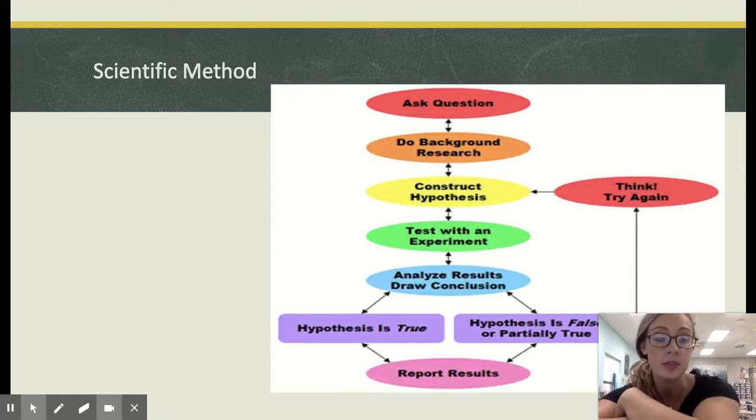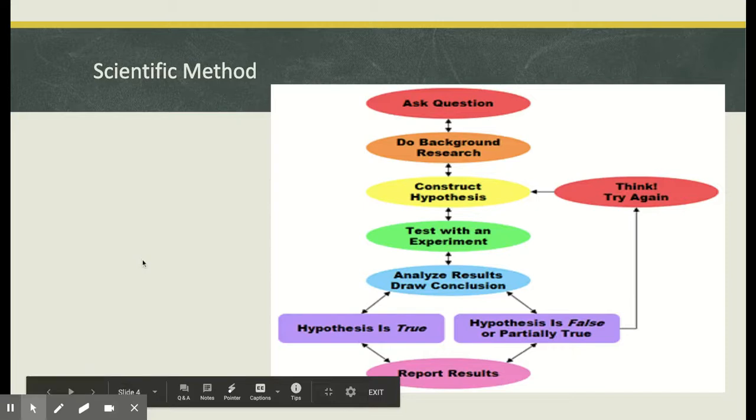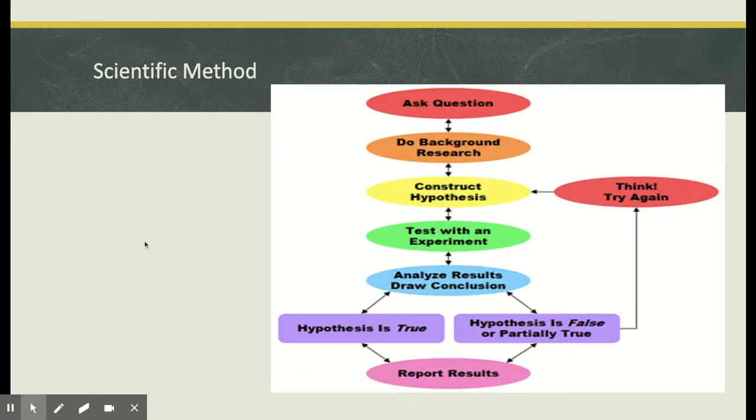So these are the steps of the scientific method. Let me take off my video real quick so you can see. You're going to fill out your little chart on your paper as we go. So the steps of the scientific method. The first is to ask a question. Before you even ask a question, you have to make an observation, right? So you're going to observe something happening, and you're going to ask something about that observation. Why is this happening? How is this happening? What is involved in this? Whatever your question is, you're going to ask that.